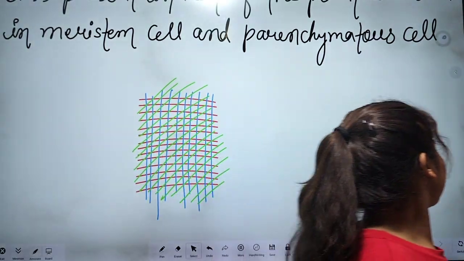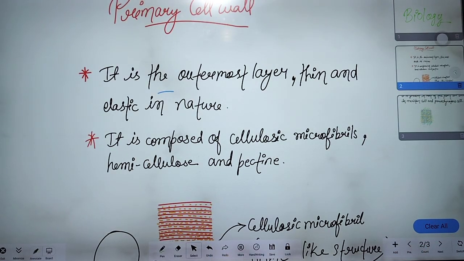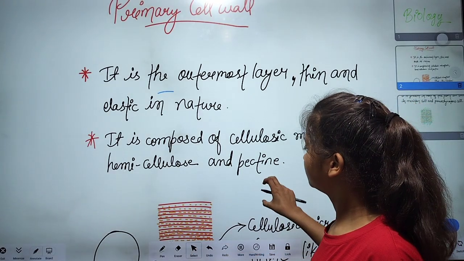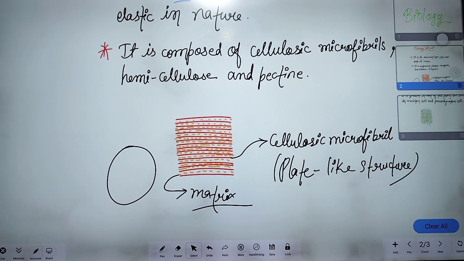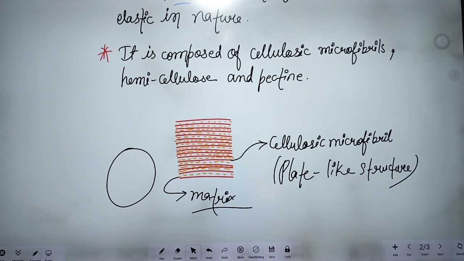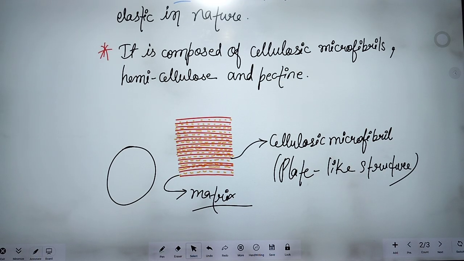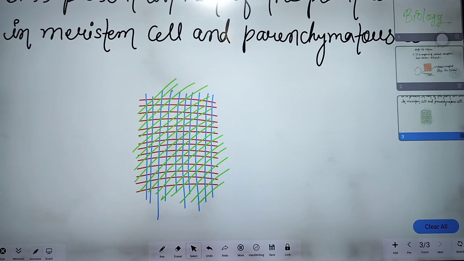But in the previous one we have seen that it is only like parallel lines. Okay, you can see here that it is only like parallel lines. But in the secondary cell wall, here is given a net, like a net-like structure.